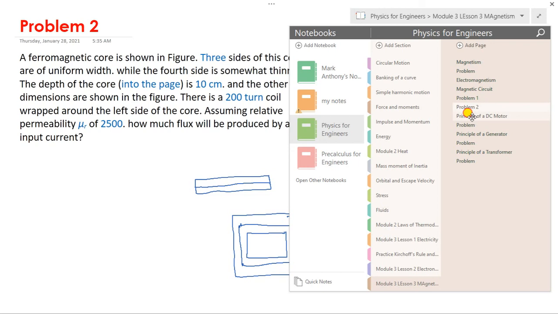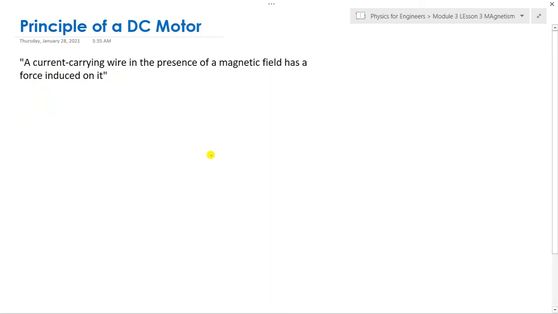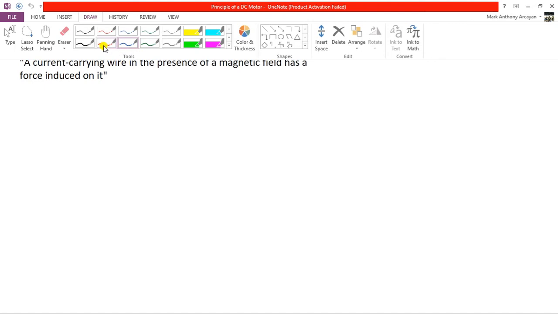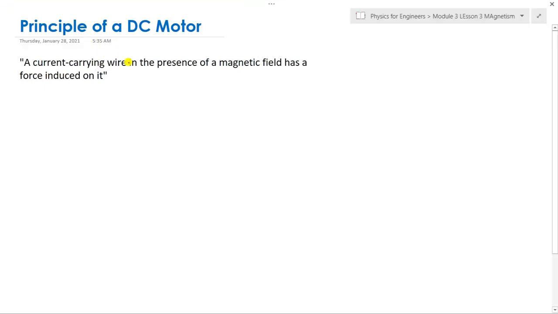So, proceed ta sa principle of a DC motor. So, familiar ba mo og mga dynamo? Kita na mo dynamo? Naa ang sulod sa dynamo, coils of wire, di ba? Yes, naay coils of wire and then naay permanent magnet. So, nag-wonder ba mo? This is an additional information ninyo. Nag-wonder mo sa inyohang dynamo.